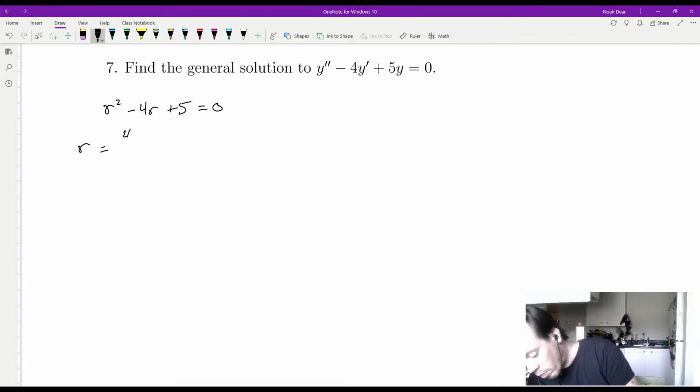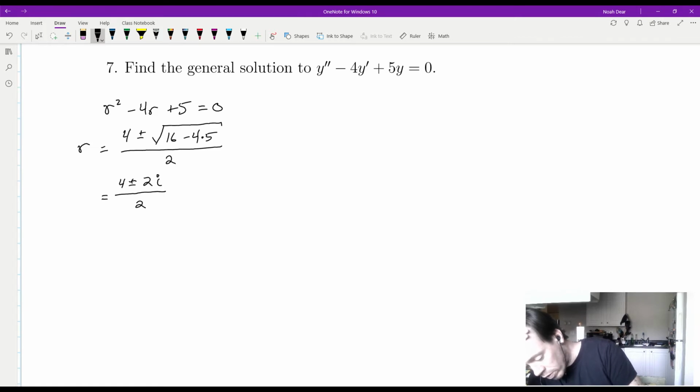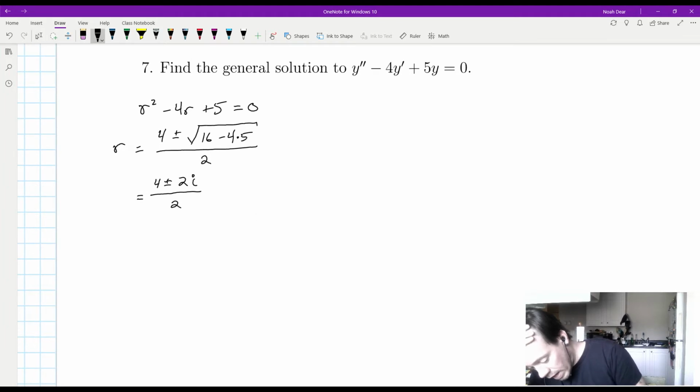So r is going to equal positive 4 plus or minus the square root of 16 minus 4 times 1 times 5. There'll be a 20 there. And then this will be all over 2. So we'll go ahead and simplify this down here. We're going to have 4 plus or minus the square root. 16 minus 20 is negative 4. So we'll have the square root of negative 4 is 2i all over 2. And when we break this into two fractions and reduce, we'll get 2 plus or minus i.